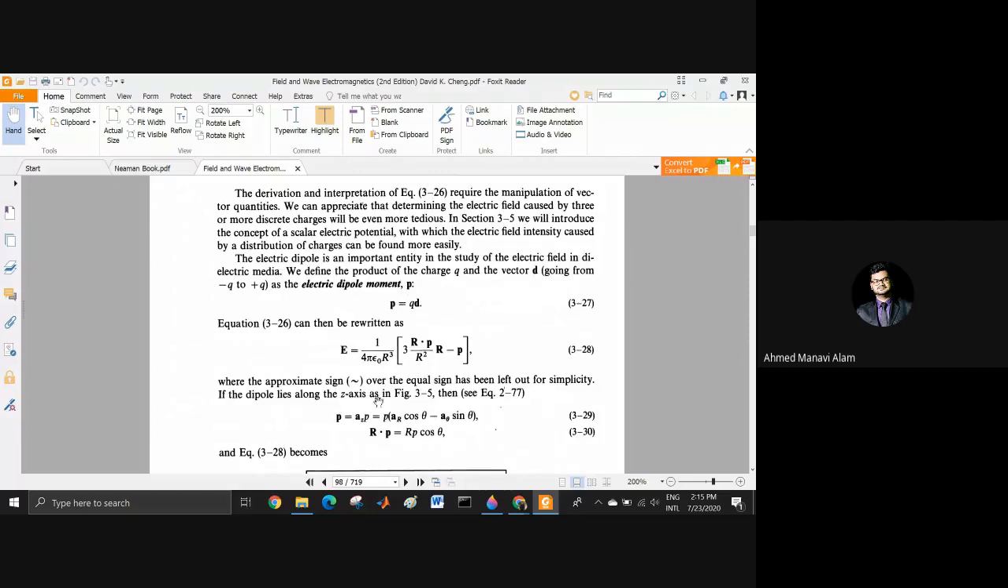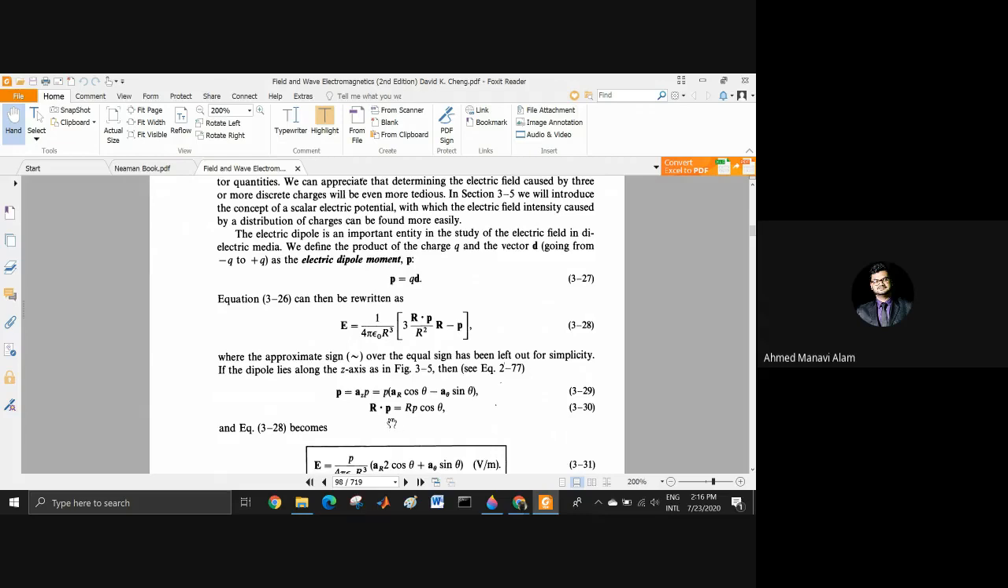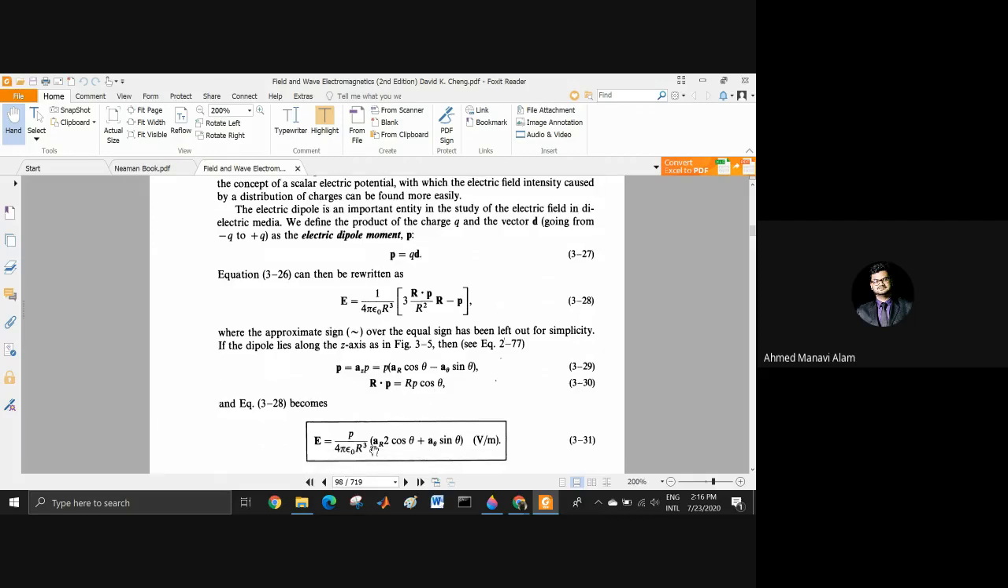If the dipole lies along the z-axis in the figure, then vector p equals az into p. If you remember in the earlier class, the conversion between Cartesian, cylindrical, and spherical coordinates, in that chapter you will find that az is replaced by ar cos theta minus a theta sin theta. Okay, so r dot p has become rp cos theta. So this equation 3.28 becomes something like this.